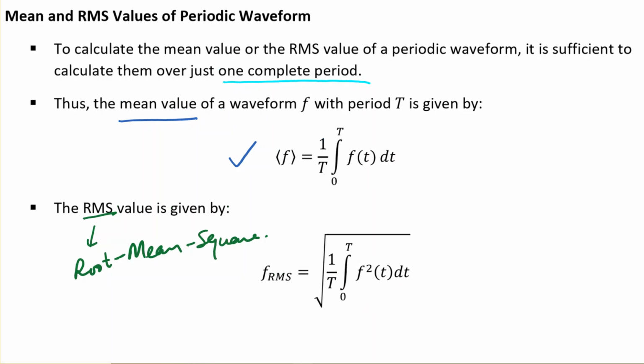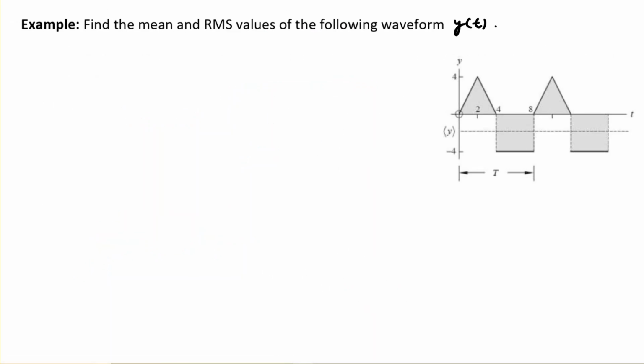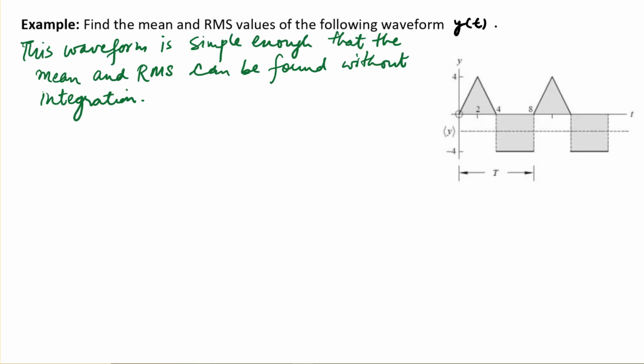Let's do a few examples. Find the mean and RMS values of the following waveform. So here we are given a waveform, and this waveform looks simple enough that we can find mean and RMS without integration. Why am I saying so? Because here we see that we have some triangles, we have some rectangles, and we can easily find the area of these shapes. So a few things that we notice about this waveform.